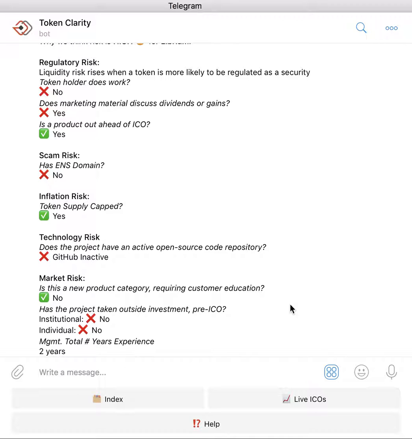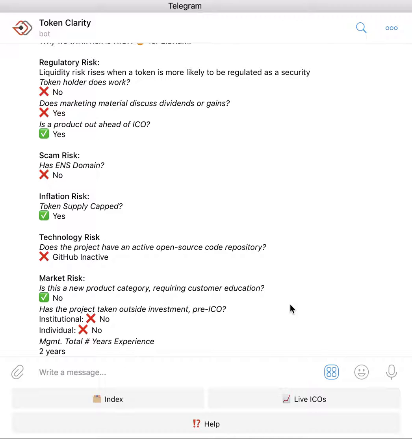So these are some basic Howey test type of factors. Have they acquired an ENS domain to protect buyers in the token sale? Do they have a cap on their token supply to protect investors against inflation? Does the project have an active open source code repository? Are they letting us look under the hood at what they're building? And is this a new product category, one where there's nothing analogous in the market and the founders are going to have to explain it to every customer and every investor that they recruit?